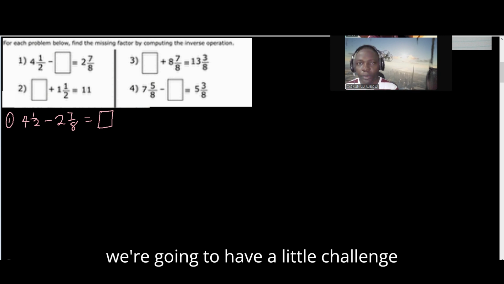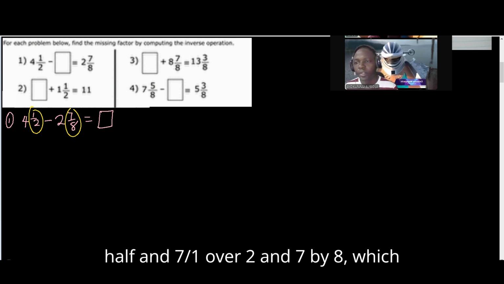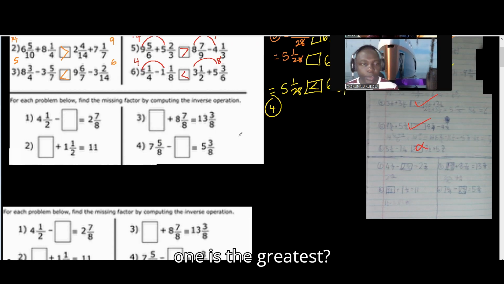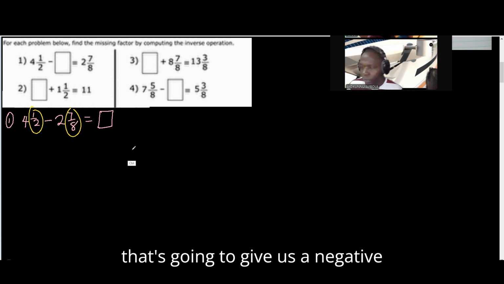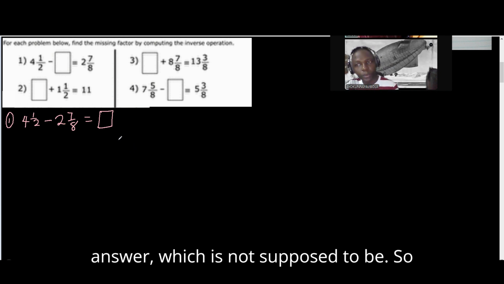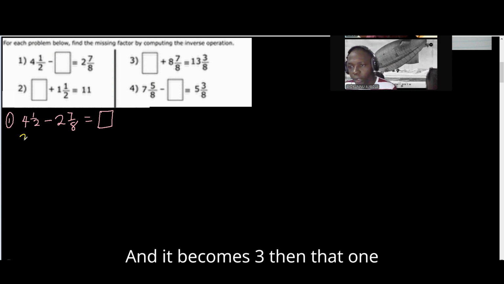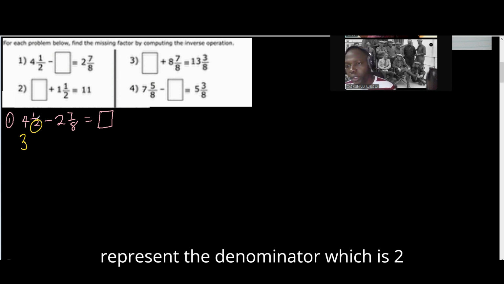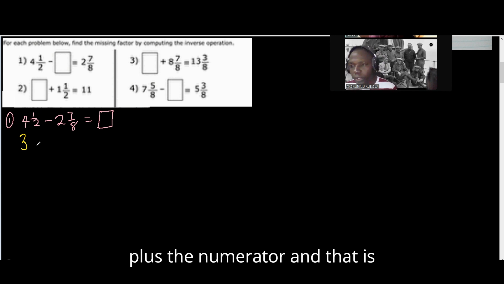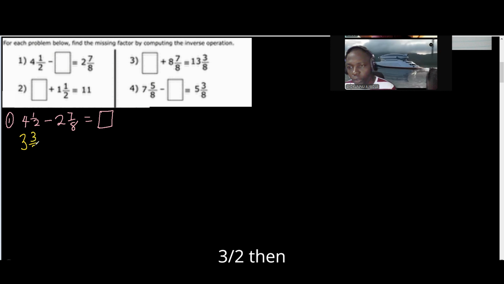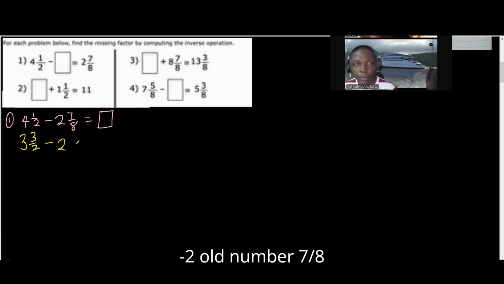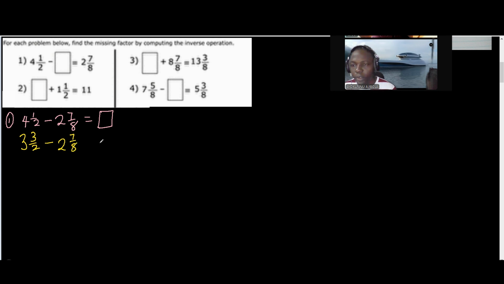Now we're going to have a little challenge here because half and 1 over 2 and 7 over 8, which one is the greatest? 7 over 8. So that's going to give us a negative answer, which is not supposed to be. So instead of that, we take 1 from this and it becomes 3. Then that 1 represents the denominator, which is 2 plus the numerator, and that is 3 over 2. Then minus 2 whole number, 7 over 8 is what we're looking for.